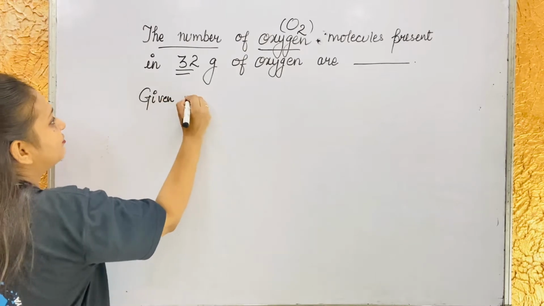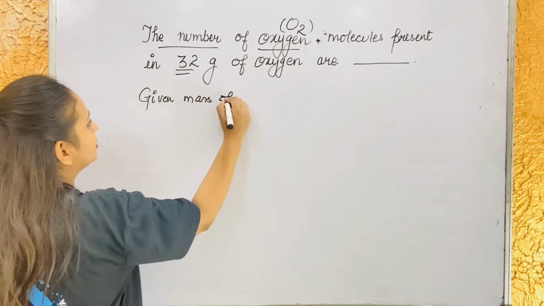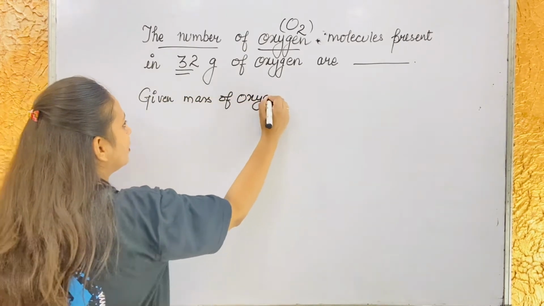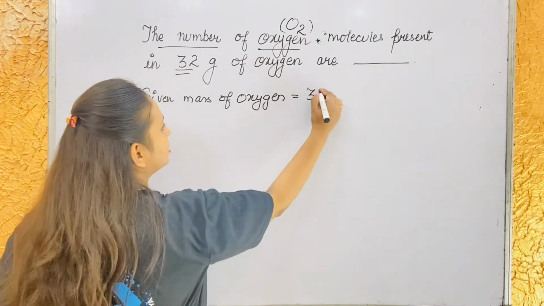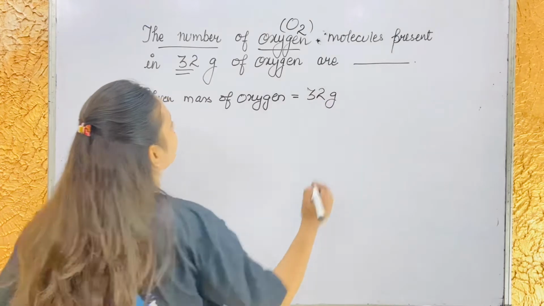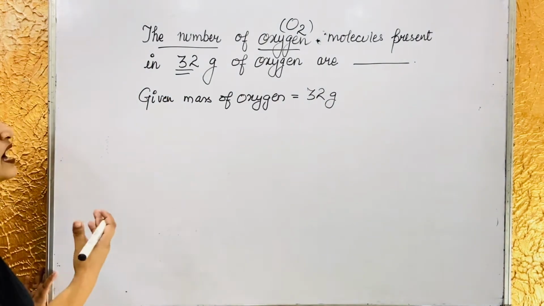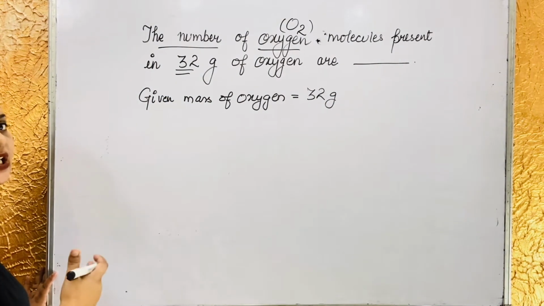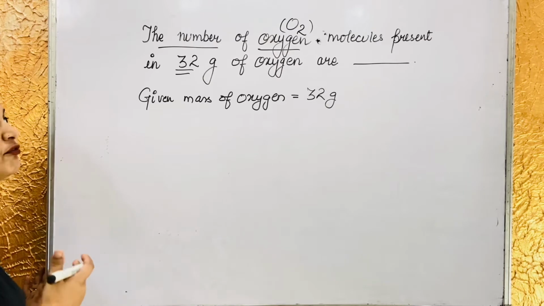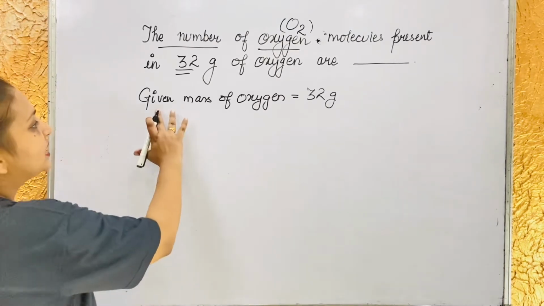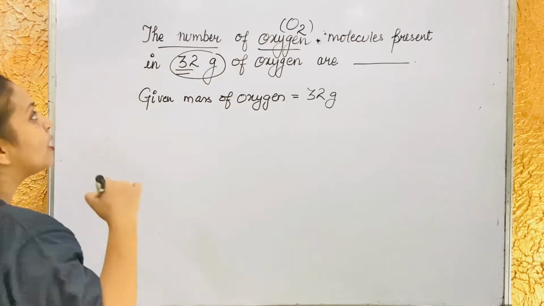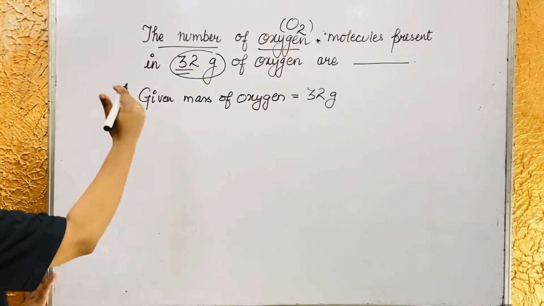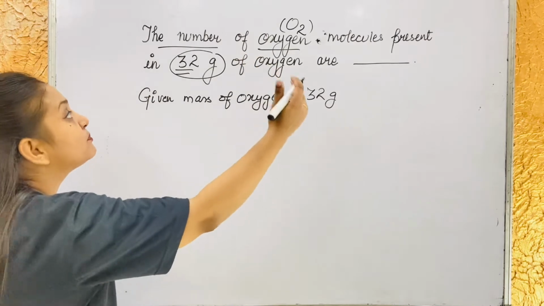Here the given mass of oxygen. What is the given mass of oxygen? 32 grams. Given mass means the mass in which we have to find the particular number of moles or the number of molecules. Okay. So the given mass of oxygen is 32 grams, which is given to us. We need to calculate the number of oxygen molecules present.